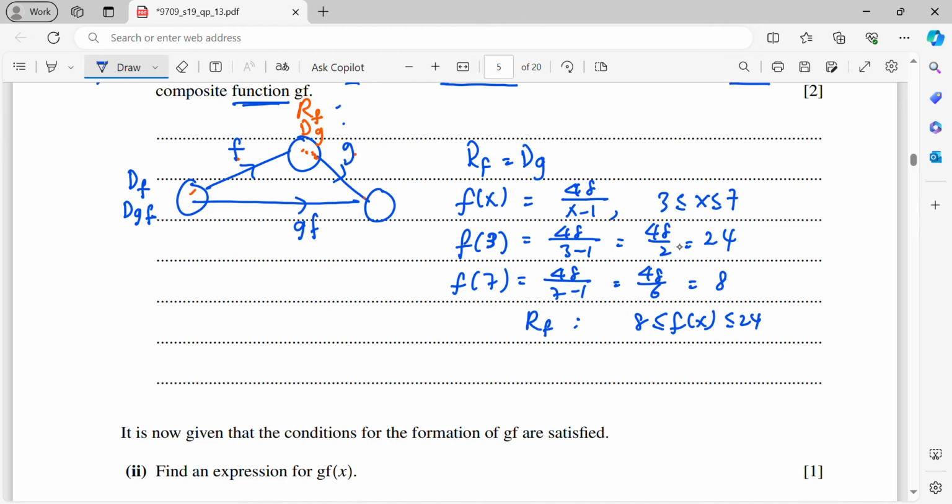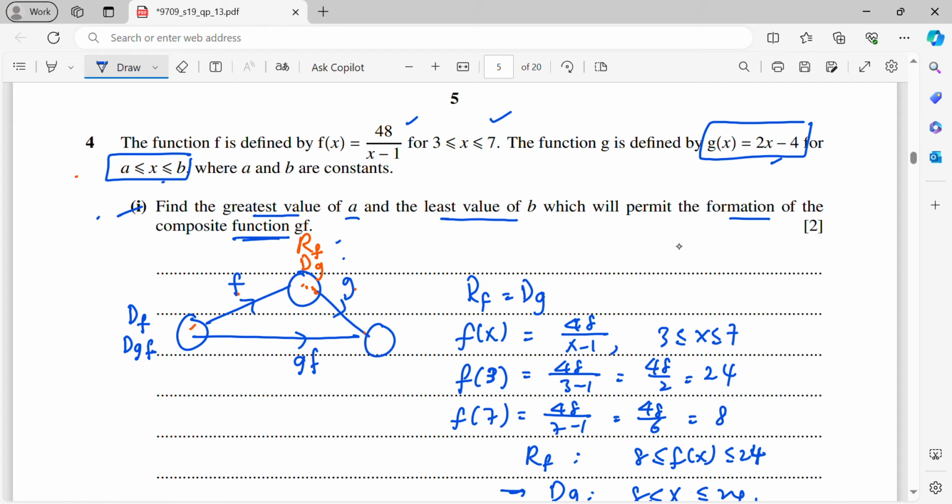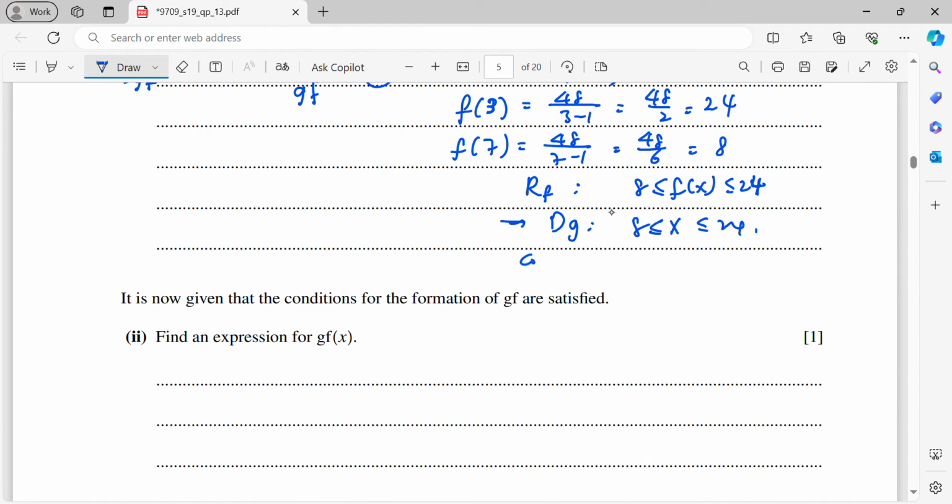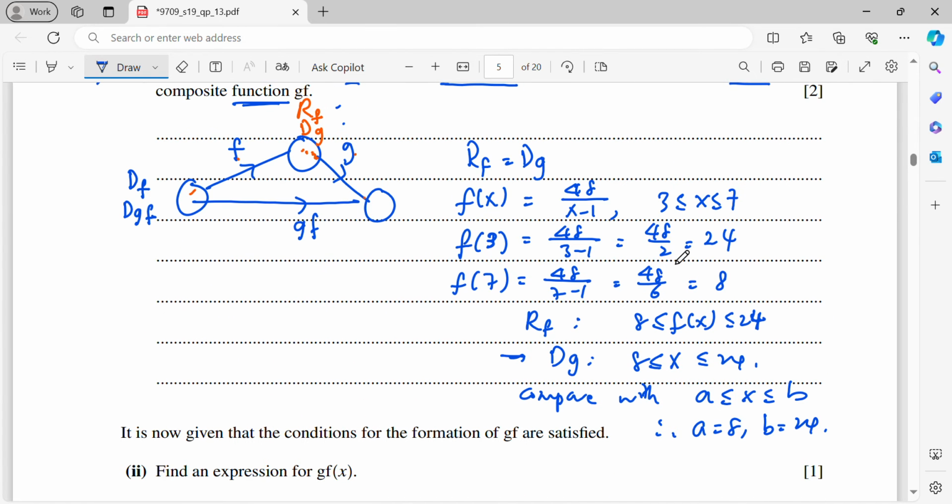Which means now here, my range of f, f(x) is between 8 and 24. Meaning to say that my domain of g, domain is referring to x, so x is between 8 and 24. And now you compare with this domain of g, right? So compare with x between A and B. That means now I will say that my A is basically 8 and my B is 24. So this is the working for the question.